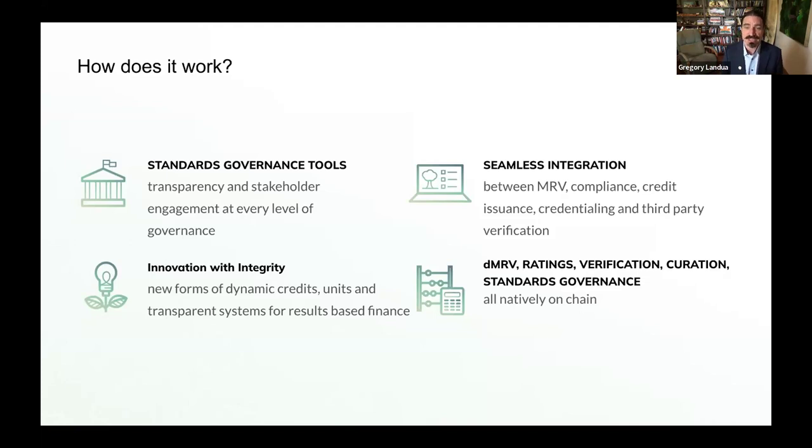So all of this comes together to have a tool suite for digital monitoring, reporting, and verification, rating system, third-party verification, curation, and standards governance at the fingertips of our partners on both sides of the marketplace.